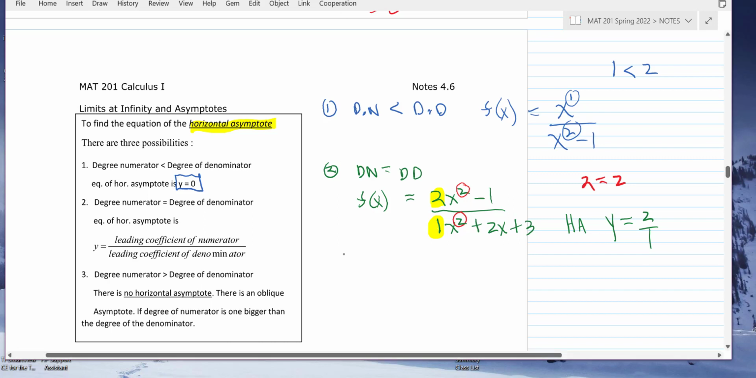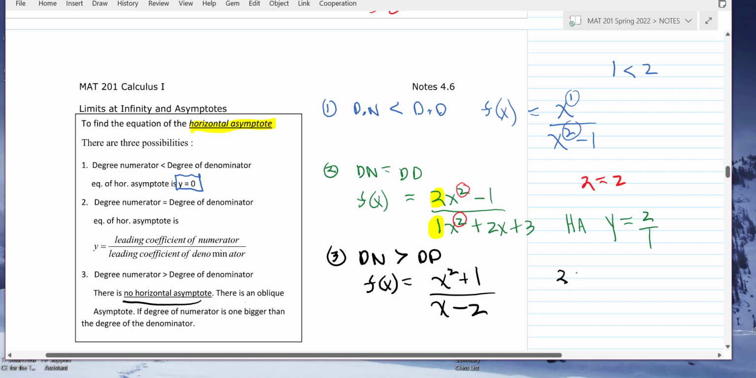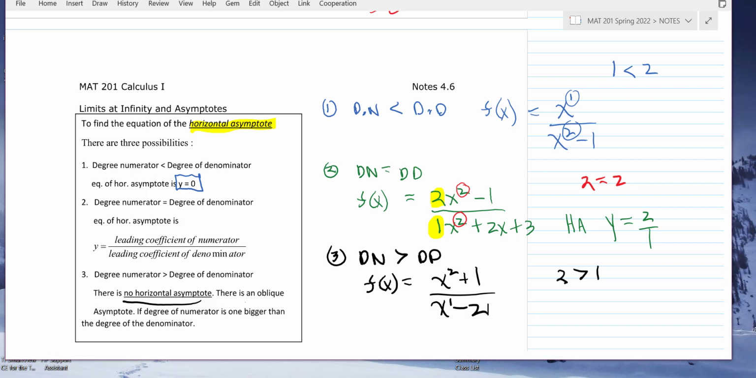Okay? The third thing that can happen is you could have the degree of the numerator being greater than the degree of the denominator. In this case, there is not a horizontal asymptote. You don't have one. Okay, so let me show you what I mean by that. If I put in f of x equals x to the second plus 1 over x minus 2, for instance, the degree of the top is 2, the degree of the denominator is 1. Okay, so that's your degrees right there.